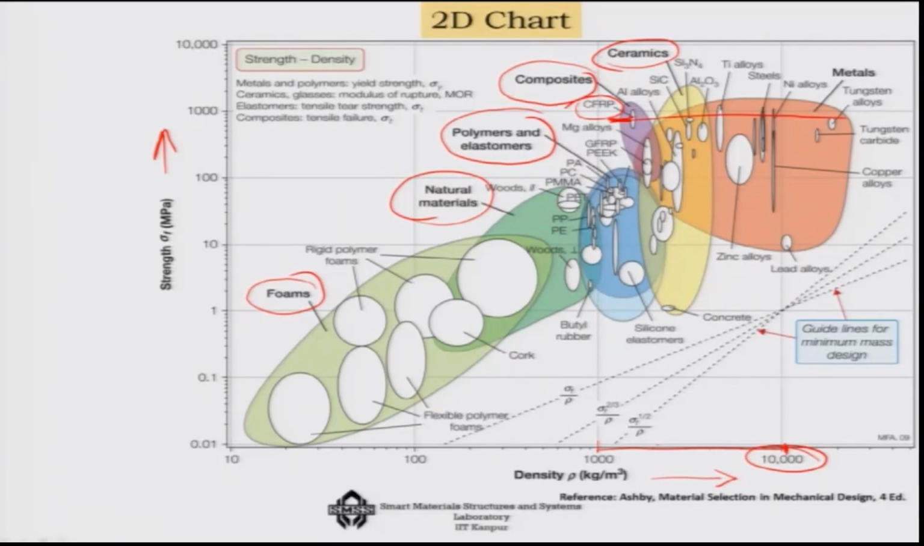These functions you can also plot on the chart, like, suppose it is sigma f by rho, that is your line. Then any material below it is discarded, because that is your functional chart level. You are searching for properties on that line or beyond this level, not below it. So, it helps us in the choice of materials.